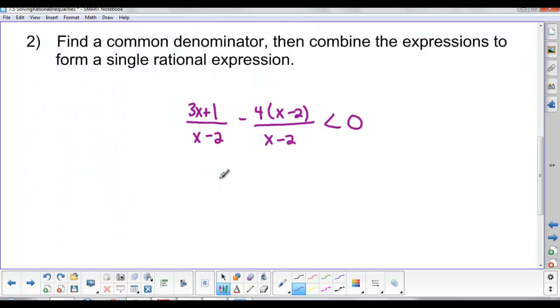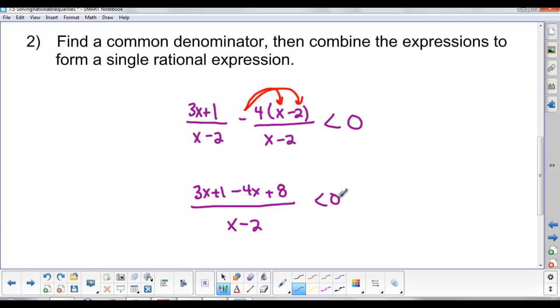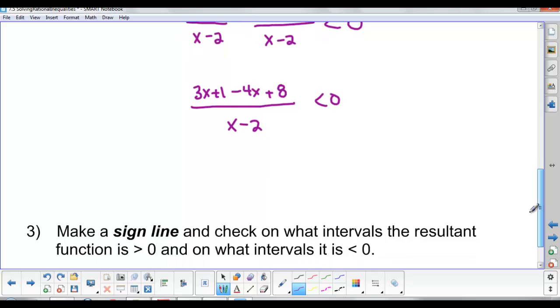If we distribute, this would become minus 4x and then plus 8. So don't forget, we actually have to distribute the negative 4. And then this is all over our common denominator of x - 2. If we clean up and simplify the numerator, we end up with (-x + 9)/(x - 2).